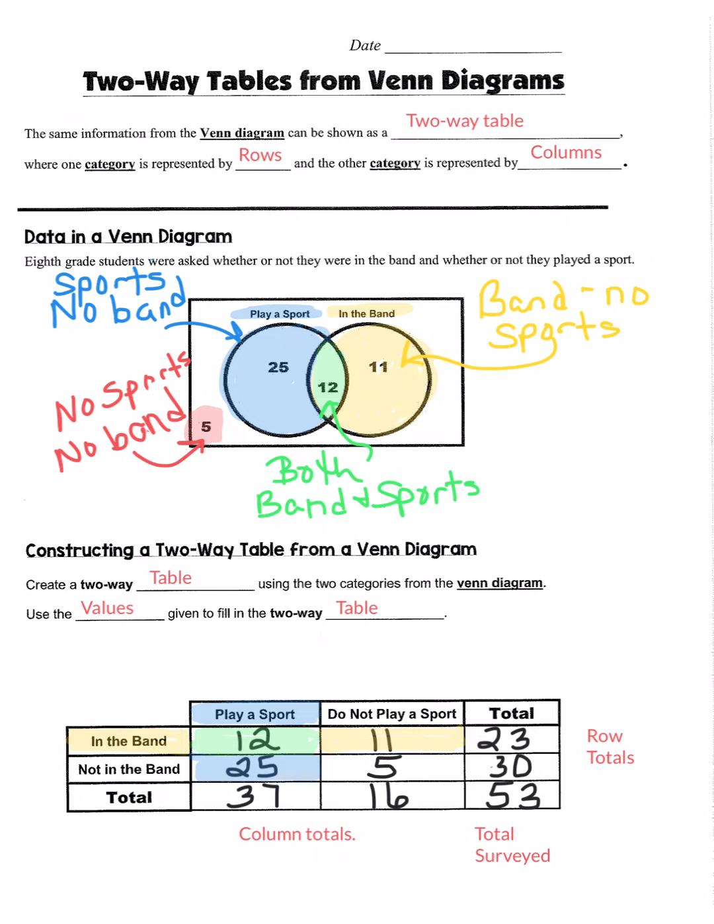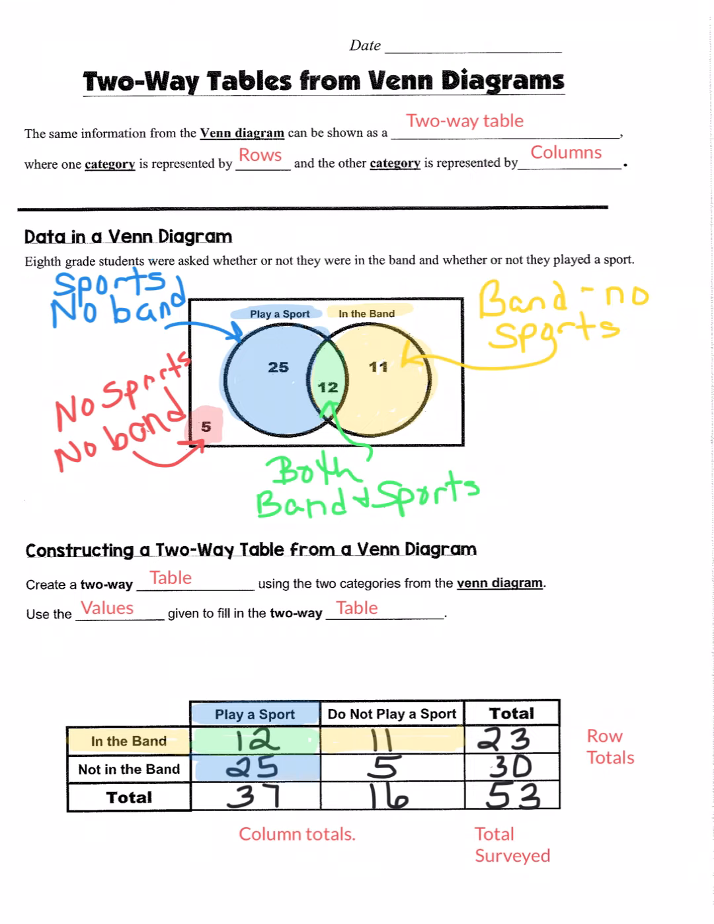Now what we do is we start totaling up our rows and our columns. So we notice that 12 plus 11 is 23. The next row, 25 plus 5 is 30. And we can also then total up our columns. 12 plus 25 is 37. And 11 plus 5 is 16.